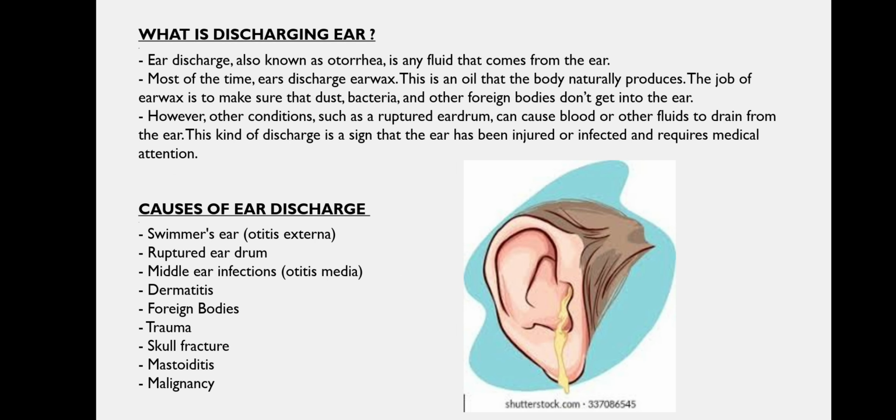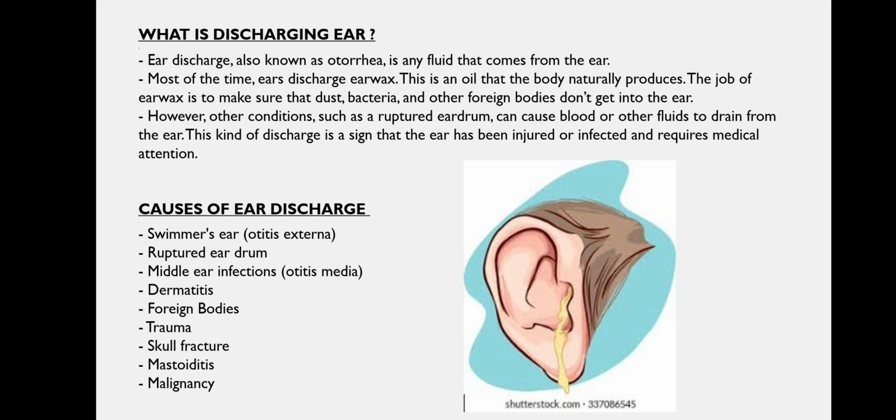What is discharging ear? Ear discharge, also known as otorrhea, is any fluid that comes out from the ear. Most of the time, ears discharge earwax. This is an oil that the body naturally produces. The job of earwax is to make sure that dust, bacteria, and other foreign bodies don't get into the ear. However, other conditions such as ruptured eardrum can cause blood or other fluids to drain from the ear. This kind of ear discharge is a sign that the ear has been injured or infected and requires medical attention.